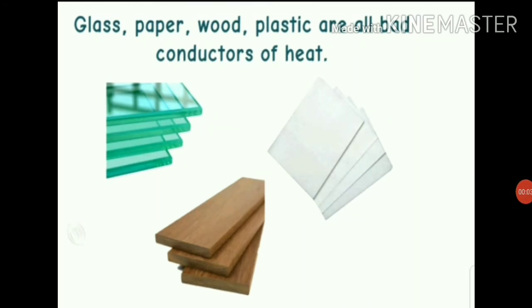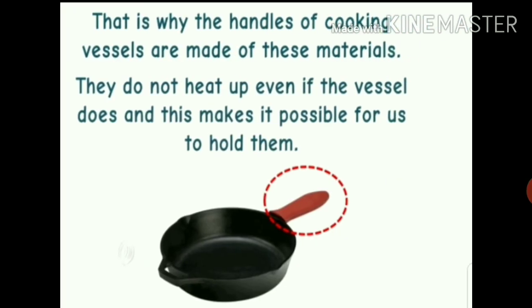So students, both good and bad conductors are useful to us depending on our needs. Now about good conductors like metals, we have already discussed that conductors like metals are used for making cooking utensils and heat resistant plastics for making the handles for these vessels. So these handles do not heat up even if the vessel does, and this makes it possible for us to hold them.